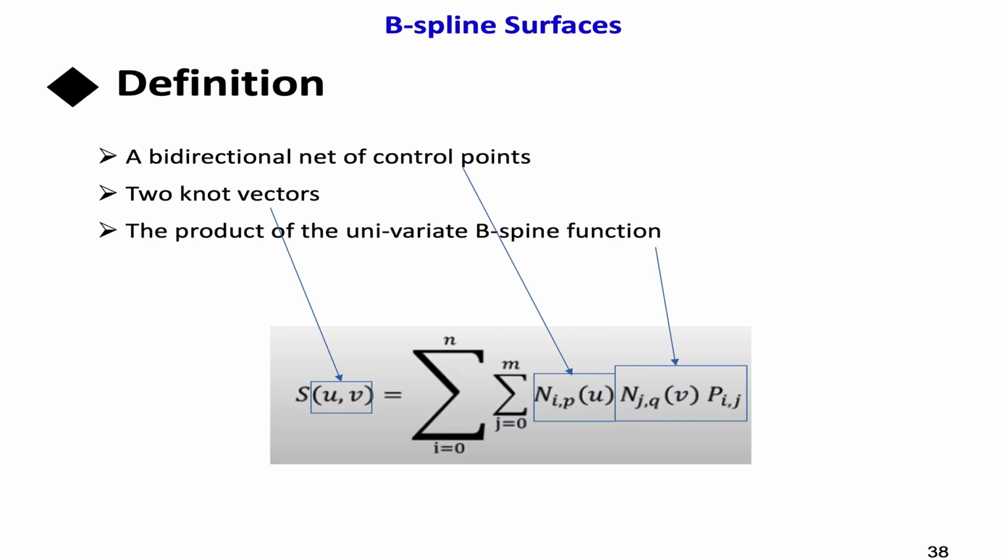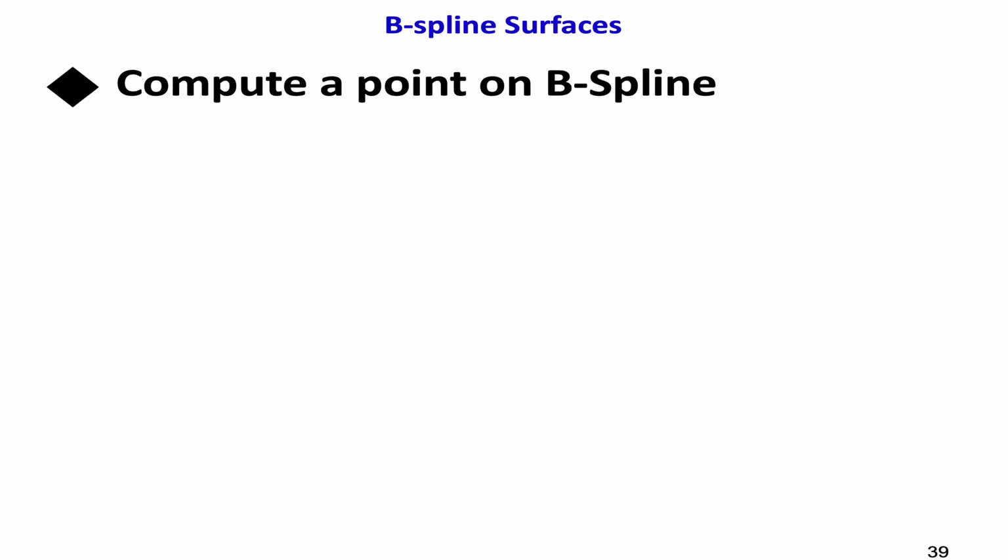So we can define the B-spline surface with two knot vectors u and v as the summation over i=0 to n, j=0 to m, of N_{i,p}(u) times N_{j,q}(v) times P_{ij}. To compute a point on a B-spline surface, we have some steps. The first step is to find the knot span in which u lies. Say u belongs to the range from u_i to u_{i+1}.